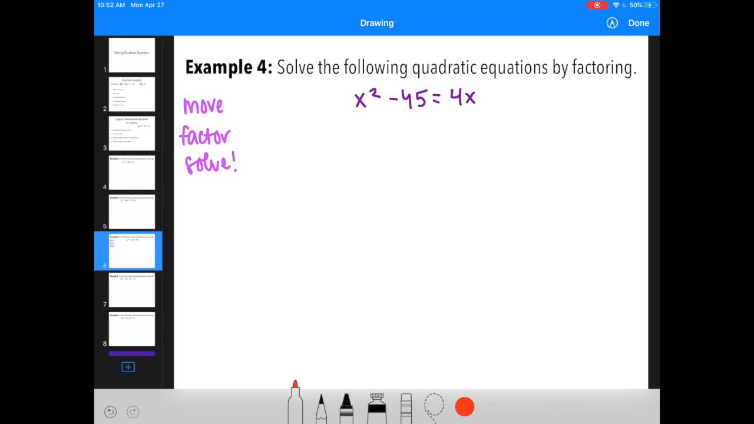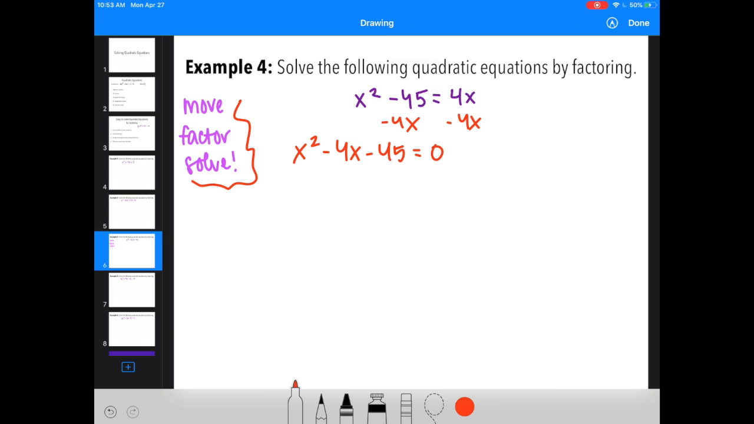All right, let's look at another example. Solve the following quadratic equations by factoring. My problem is x squared minus 45 equals 4x. Can I set that equal to 0? No, I cannot because it's not in standard form. So a little trick that we use to go along with this is move, factor, solve. So I'm going to subtract this 4x over, so it is set equal to 0, and I have it in standard form. So I'm going to have x squared minus 4x minus 45 equal to 0.